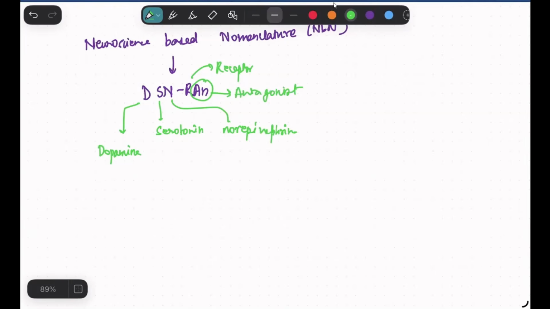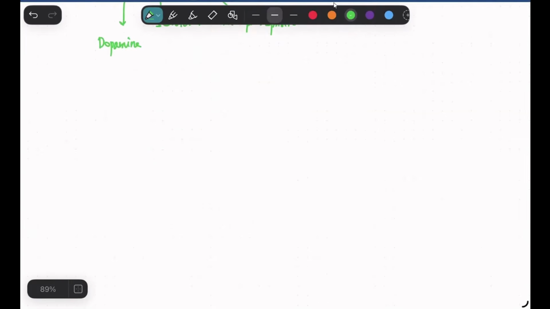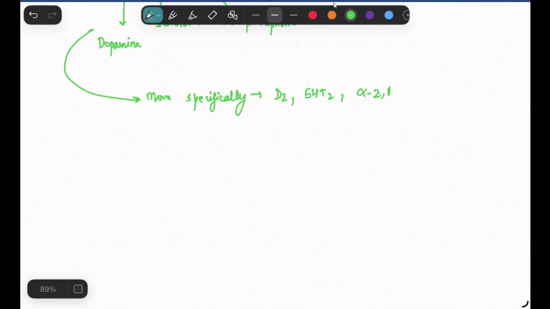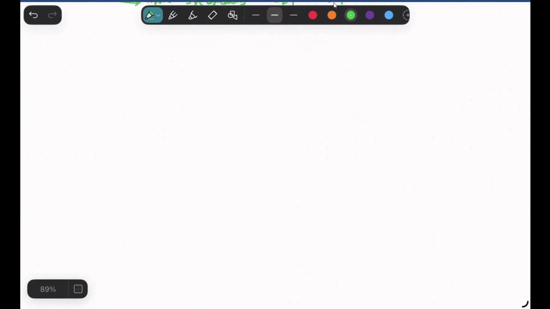More specifically, if you need to remember, it acts as an antagonist at the D2 receptor, 5-HT2 receptor, and norepinephrine alpha 2 receptor. Okay, on alpha 2 and alpha 1 receptor. Clear? So now from this we can clearly see that it has a multi-receptor profile. And now we will be discussing why clozapine is unique.